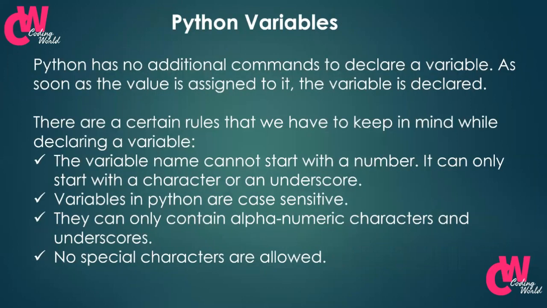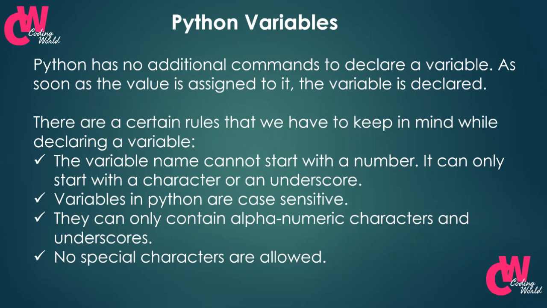So let's discuss Python variables. Python has no additional command to declare a variable. As we see in our editor, we just name that variable and assign a value to it. As soon as the value is assigned, the variable is declared. But there are certain rules that we have to keep in mind while declaring a variable. A variable name cannot start with a number. It can only start with a letter or an underscore.